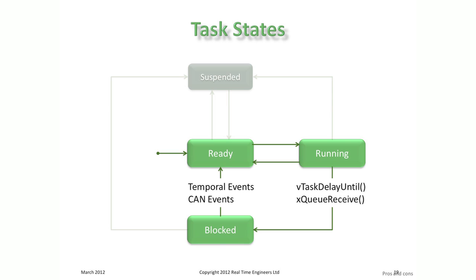Okay. So then it sends out the CAN message, calls another blocking function, and moves back into the block state. The CAN event comes up, it goes through the ready state into the running state, processes, and when it's finished, calls task delay until again, and it's back into the block state.